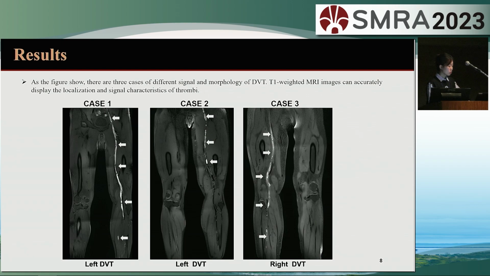As the figure shows, there are 3 cases of different signal and morphology of DVT, and we can see T1-weighted MR images can clearly display the localization and different signal characteristics of the thrombi.